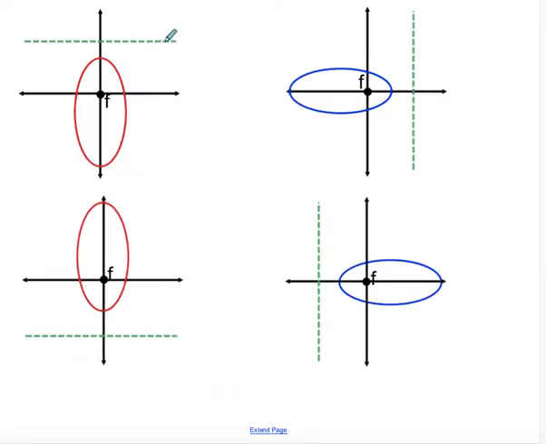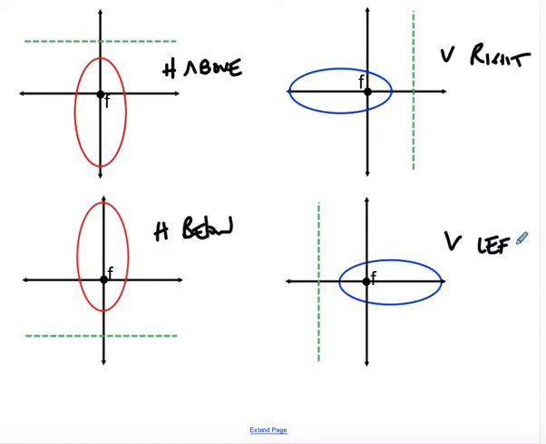Here's what an ellipse is going to look like. Again, you can have horizontal above. You could have horizontal below the pole. You could have vertical to the right of the pole, again as a focus, or you could have vertical to the left of the pole. So again, if it's to the right, that would be a plus. If it's to the left, that's a minus. If it's above, that's a plus. If it's below, that's a minus.